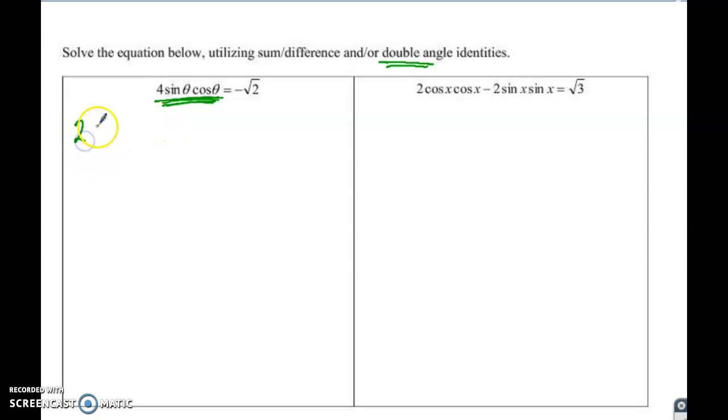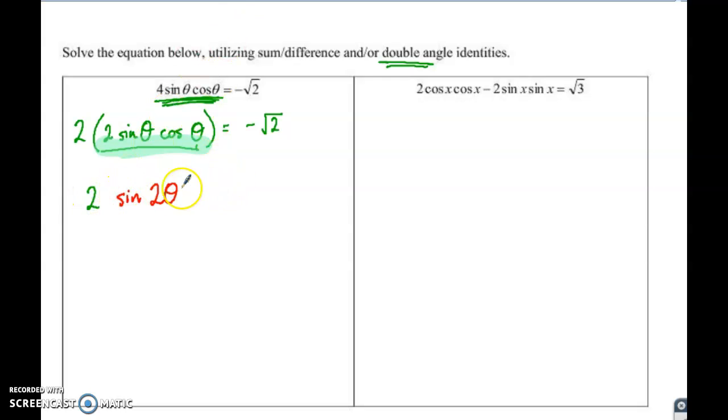It might be to your benefit to realize that that is the same as 2 times 2 sine theta cosine of theta. So then as you go back to your formula sheet, I'm leaving that right side alone. This piece, let me just underline it real quick. That piece, if you look on your formula sheet, is the same as sine of 2 theta. So it's still 2 sine of 2 theta is equal to negative root 2.